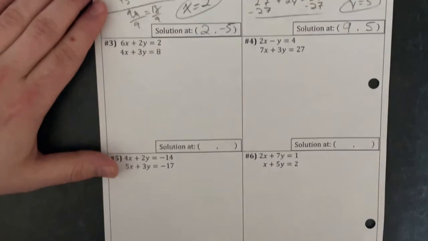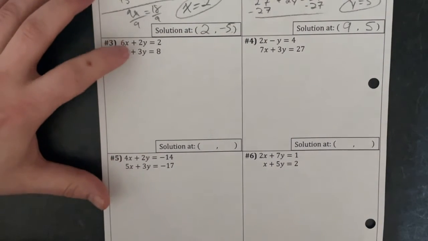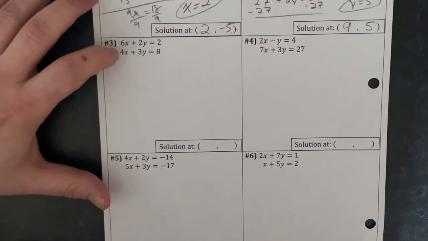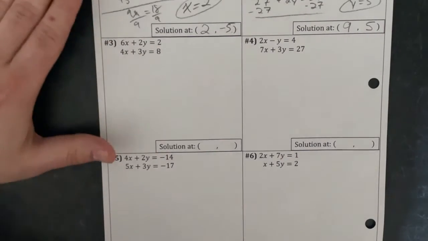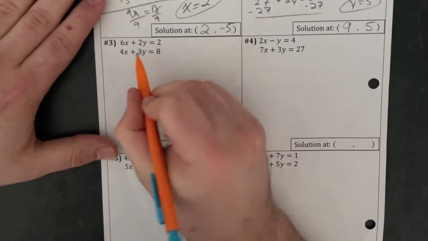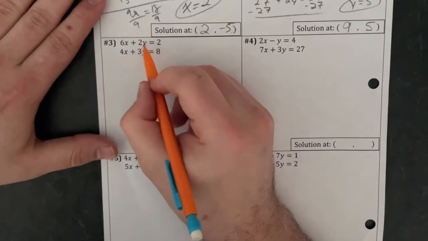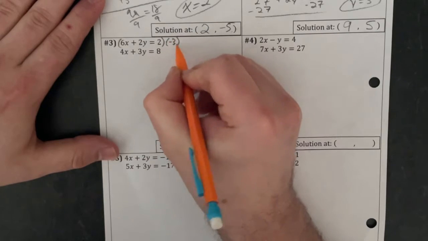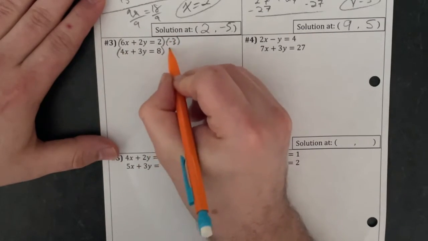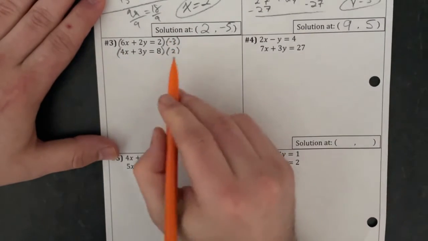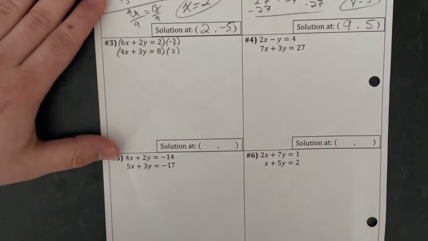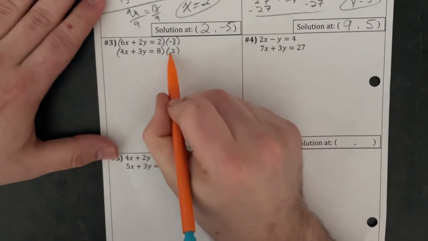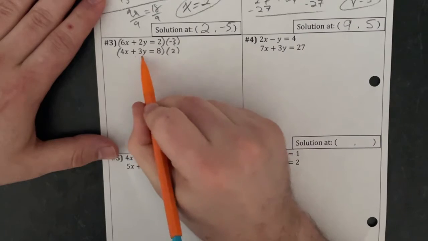In number 3, a little bit trickier. Notice how it's not as simple as just multiplying one equation. I'm going to have to multiply both of these equations. So let's do this. I'm going to multiply this first one by a negative 3. I'm going to multiply this second one by a positive 2. So make sure when you do that, it's just like that distributive property. Make sure you're multiplying each term inside the parentheses.